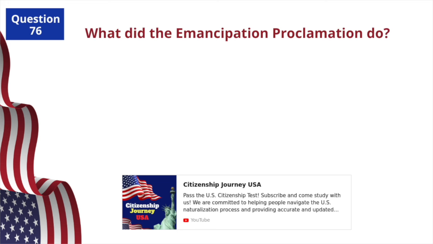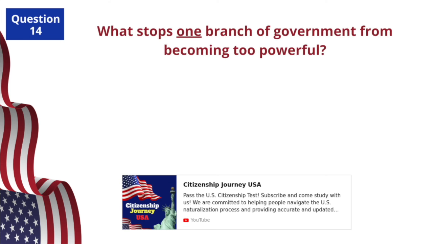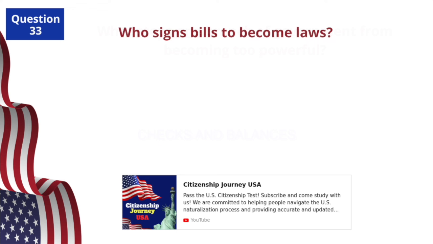What did the Emancipation Proclamation do? Freed the slaves. What stops one branch of government from becoming too powerful? Checks and balances. Who signs bills to become laws? The President.